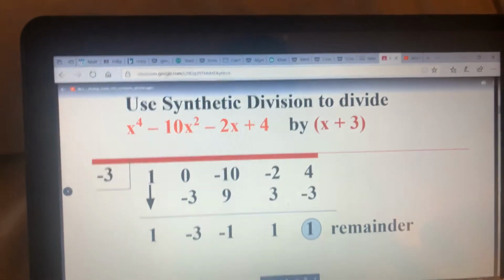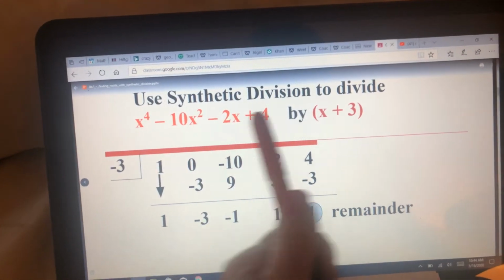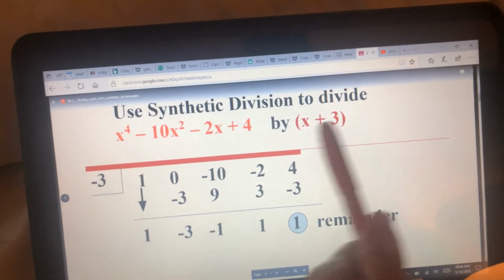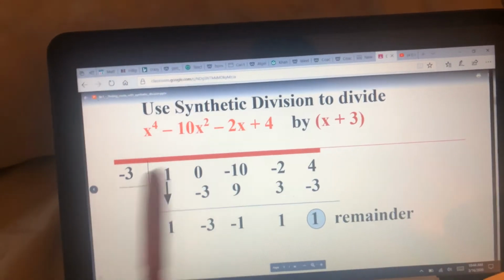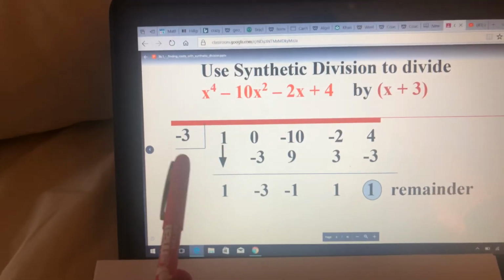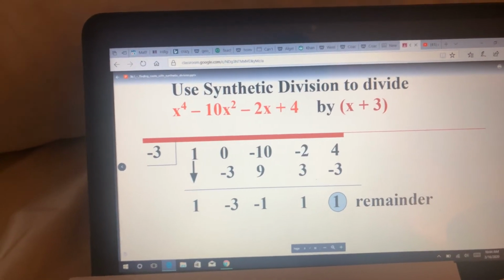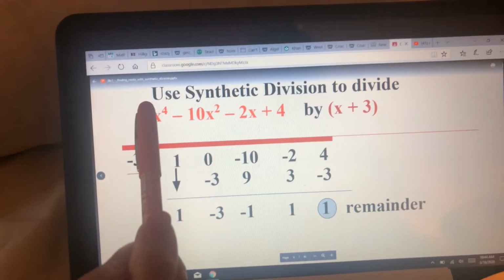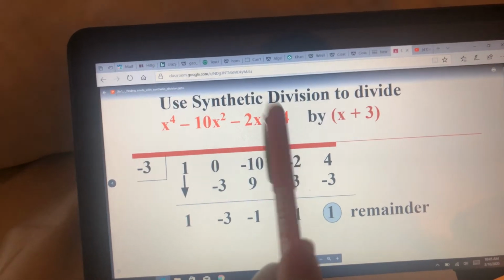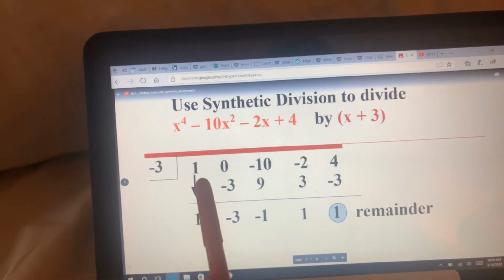So if you'll look here, we're using synthetic division to divide. This part right here is called the dividend. It is the number we're dividing into, and this part is the divisor. So what you do is you take that plus 3 of the divisor, change the sign, and put it off in a little box by itself, just like that. Next, you're going to take just the coefficients in your dividend. Because this is 1x to the fourth, we're going to take 1.